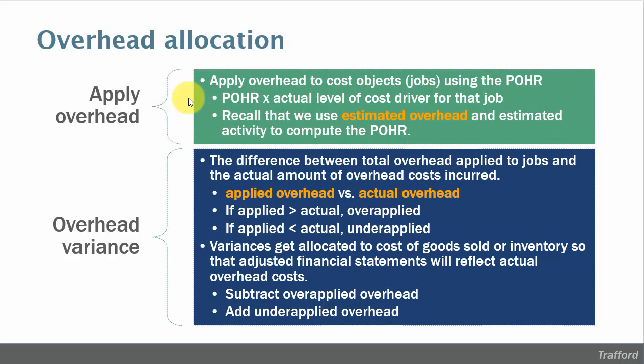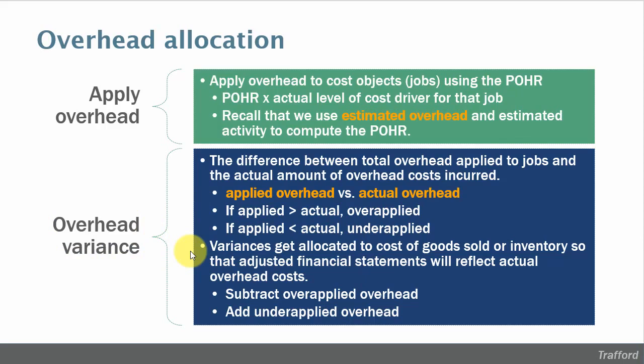Because a company multiplies the predetermined overhead rate times the actual level of cost driver, you'll usually end up with a difference between the total amount of overhead applied to all of your jobs during the year and the actual amount of overhead costs that were incurred by the company. The difference between your actual overhead and your applied overhead is called an overhead variance. Ultimately, of course, we need our financial statements to reflect actual overhead costs, not that applied overhead amount. So the variances get closed out, zeroed out, and allocated generally to the cost of goods sold account.